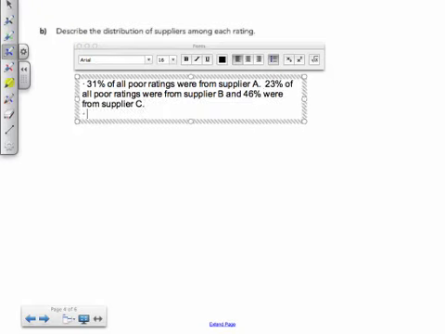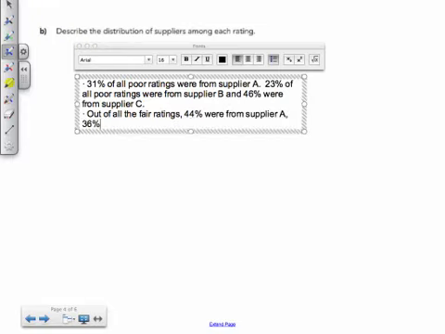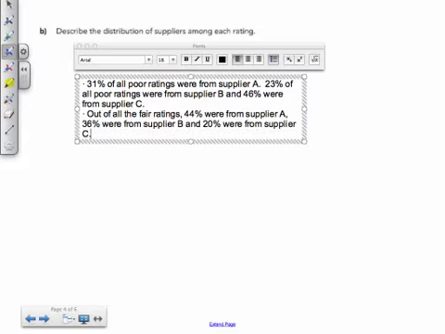Okay, then let's talk about the fair ratings. Out of all the fair ratings, 44% were from supplier A, 36% were from supplier B, and 20% were from supplier C. Okay, make sure you pause so you can get this information down, because it's really important that you understand what these percentages mean.